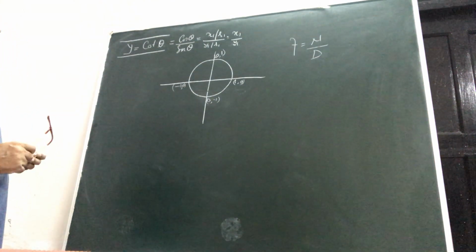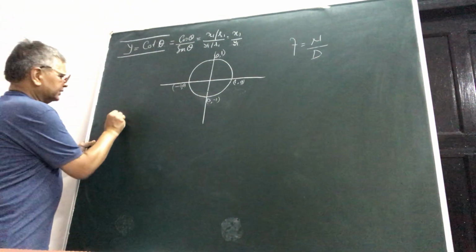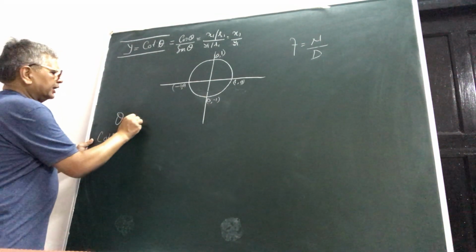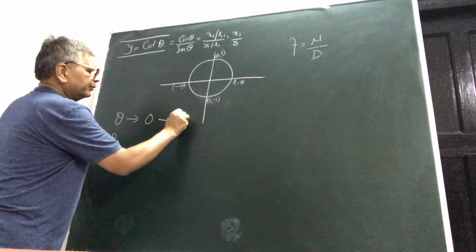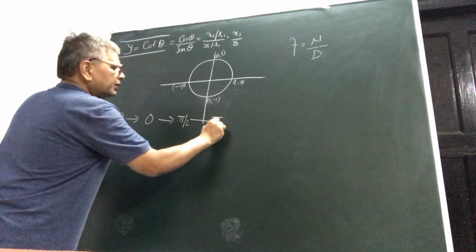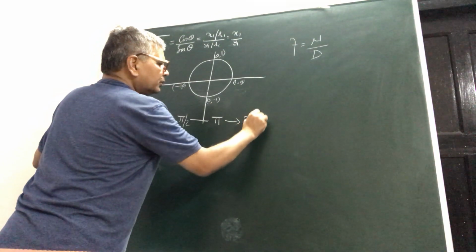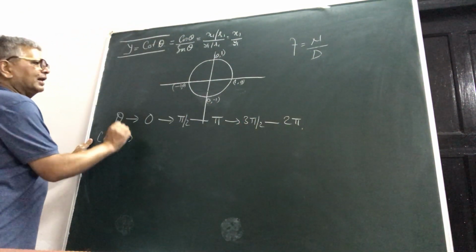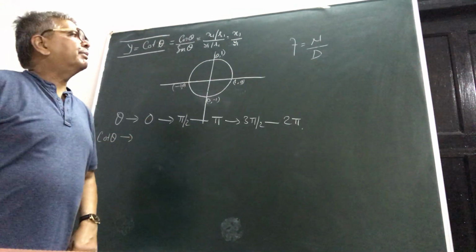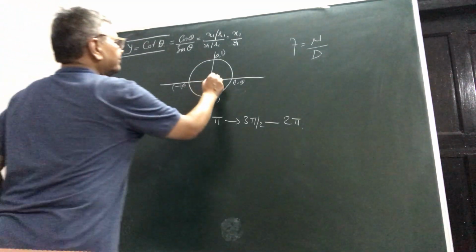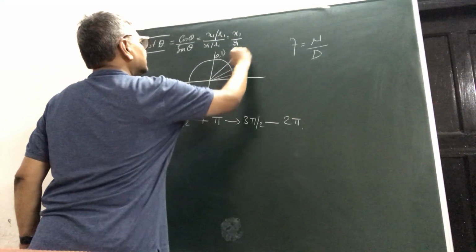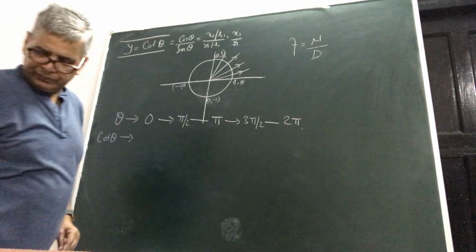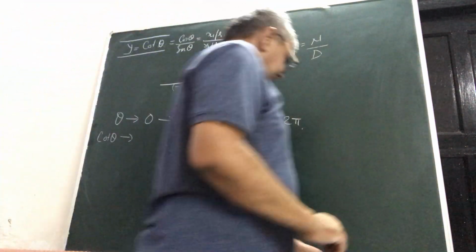With this understanding, let us see what happens. We will do this: theta, and then we will write cos theta. So theta as usual, 0 to pi by 2 to pi to 3 pi by 2 to 2 pi. And then we will find the value of this cos theta. In the first quadrant, let us see. These are the various positions. So now see what is happening here. Let us also write.